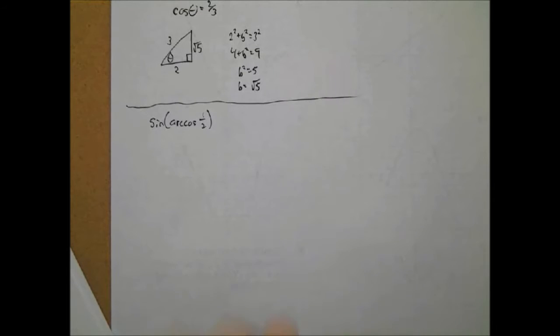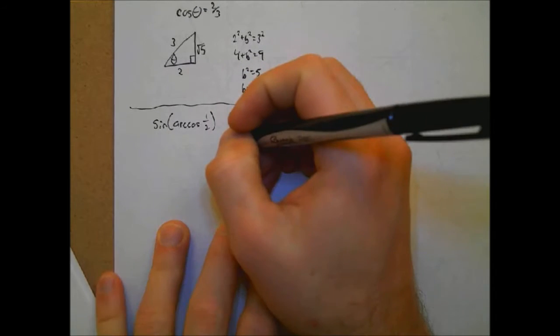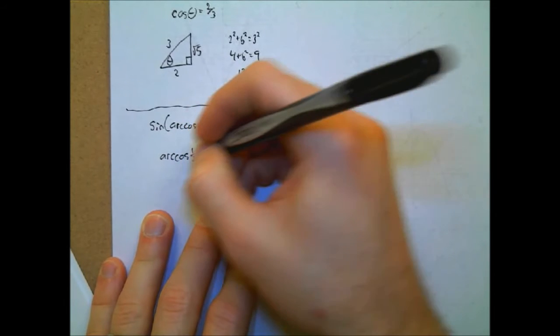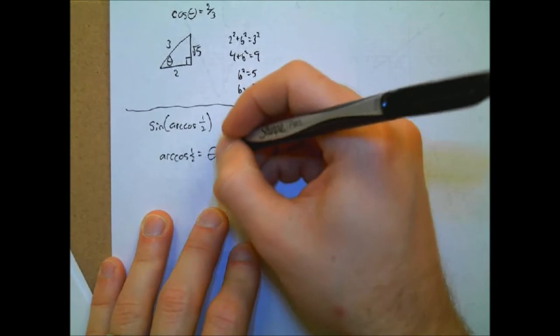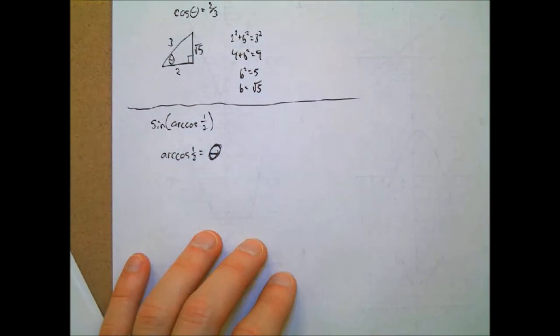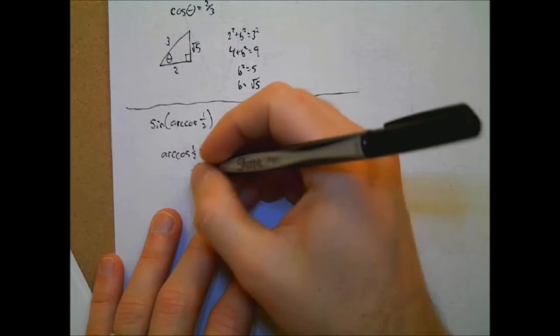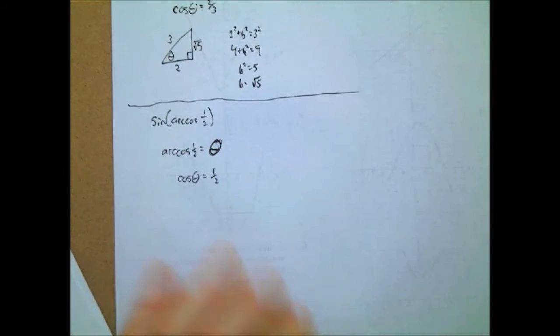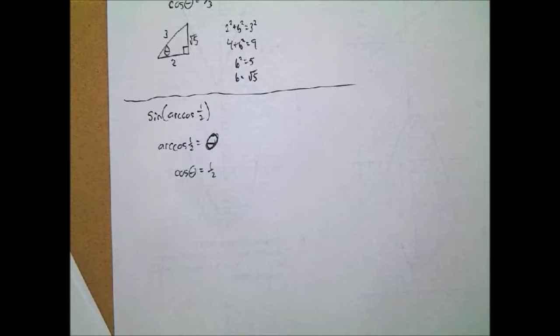We can take that arc cosine of 1/2, set it equal to theta. Okay, we know the output for an inverse trig is going to be an angle here, which means equivalently I could say that cosine of theta is 1/2. Right, same idea. Set up our triangle here.